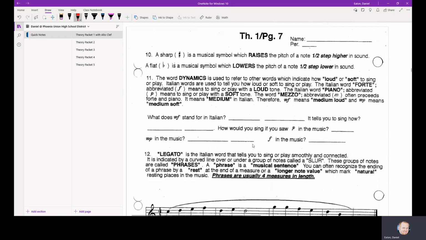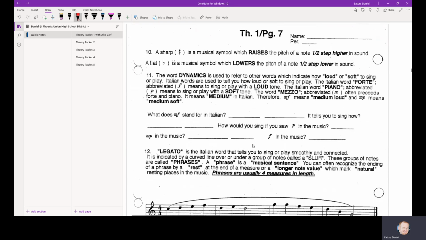Let's move on. Okay. A sharp is a musical symbol which raises the pitch of a note a half step higher in sound. A flat is a musical symbol which lowers the pitch of a note a half step in sound. So this, again, sharp sign means go up. A flat sign means you go down.